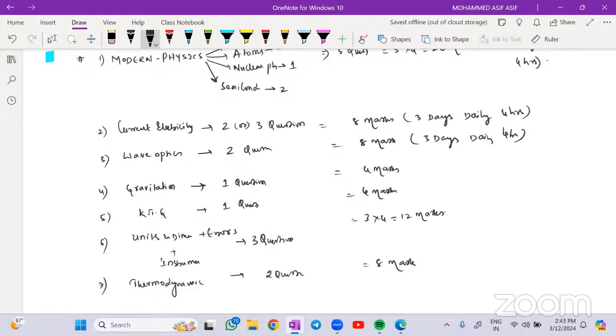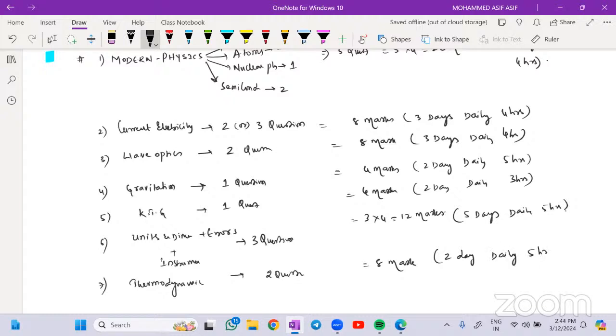Gravitation also you should give 2 days with daily 5 hours of time. This also 2 days, daily 3 hours of time, like morning 1.5 hours and next 2-3 hours on your own. Units and dimensions, you should give 5 days and daily again 5 hours. Thermodynamics also right now, let's say 2 days, and daily 5 hours.